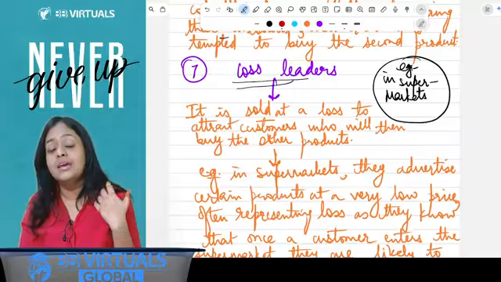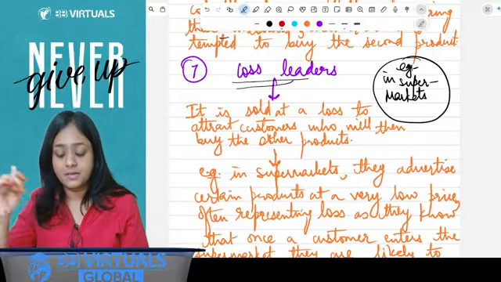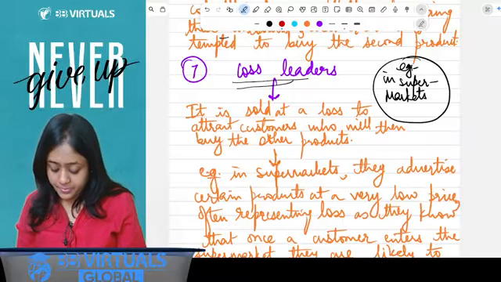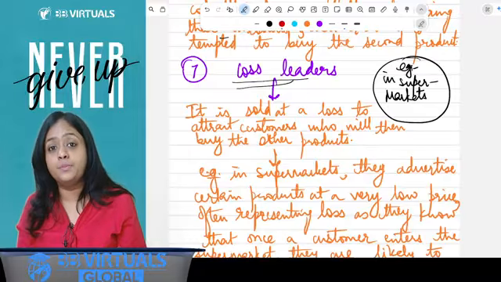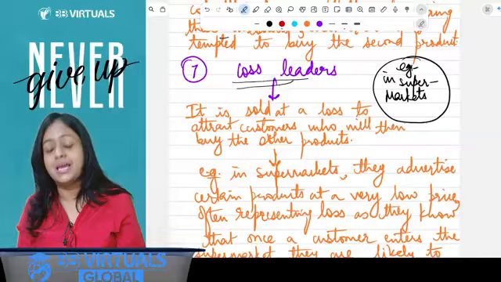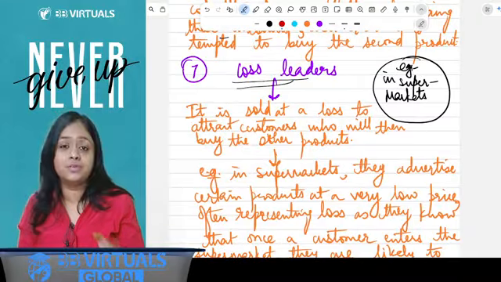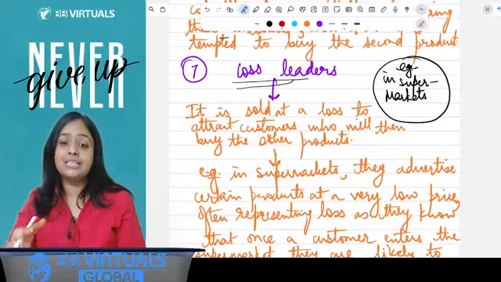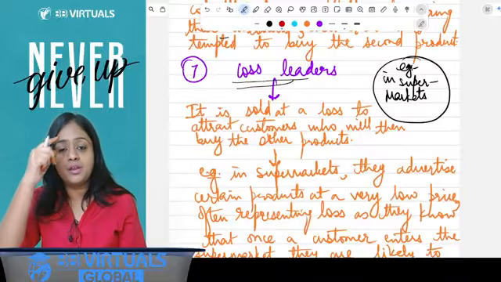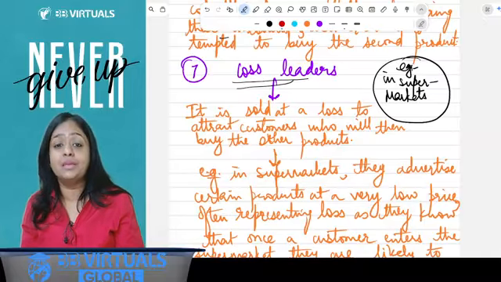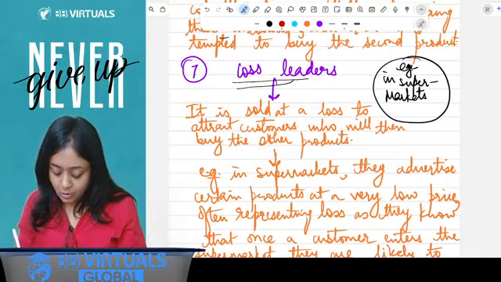So you end up buying more products, which is where the supermarket actually makes more money. This is like attracting customers with one product, which eventually ends up in them selling 20 more products. So this is known as loss leaders.